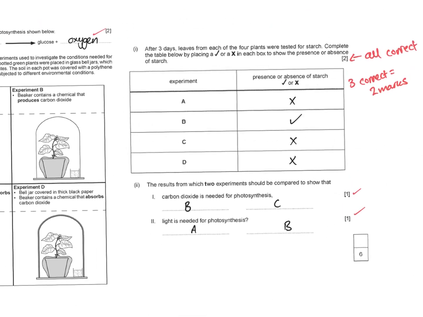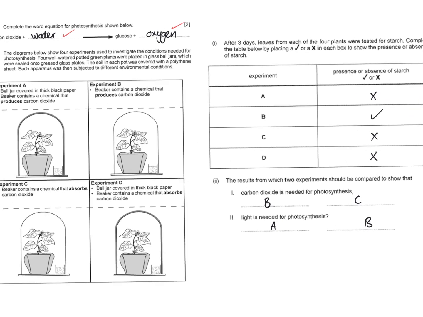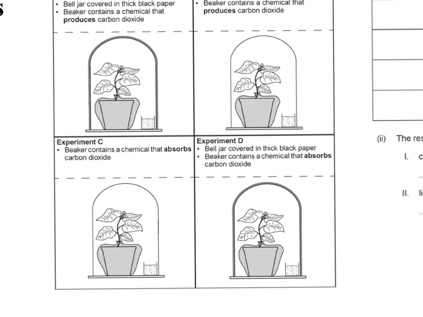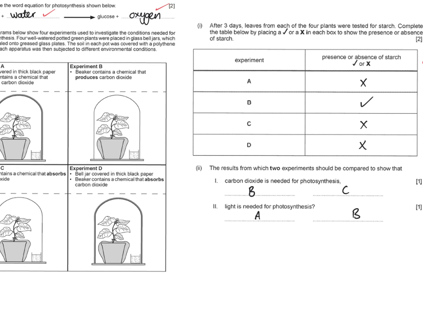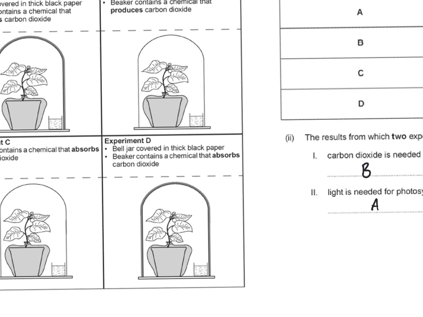In B, it produces carbon dioxide, so you've got that raw material along with water in order to photosynthesize, so a tick. In part C, it contains a chemical that absorbs carbon dioxide. So the plant needs that to be able to photosynthesize. So that is a cross. There's going to be no presence of starch. And finally, D, also a cross because it absorbs carbon dioxide, but it also is covered in thick black paper.